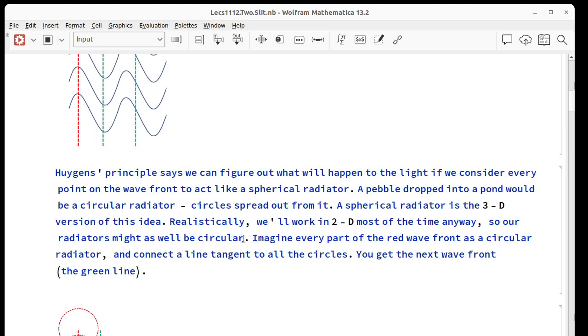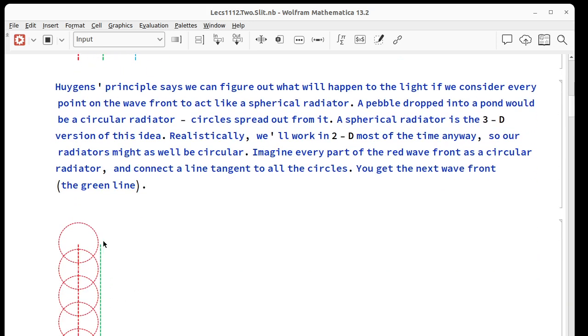Now, Huygens' principle says we can figure out what's going to happen to light if we consider every point on the wave front to be a radiator of more waves. So in 2D, this would look like pebbles dropping in a pond. You drop a pebble everywhere along this wavefront. You get all these expanding circles. Then you connect a tangent line to all these circles, and you get the green line. That's the next wavefront. So we can find our next wavefront by looking at the previous one. Again, this should really be 3D, but we're fine working in 2D.